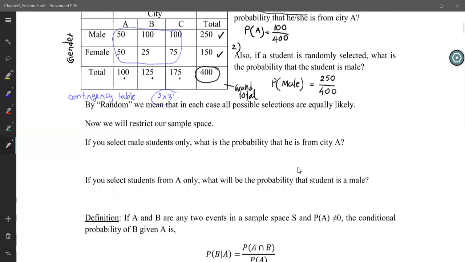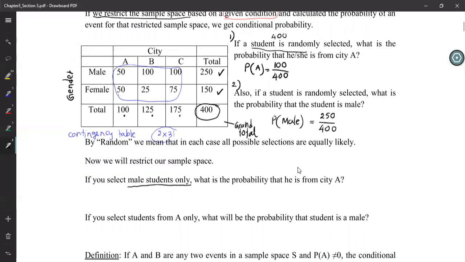Now we restrict our sample space. How are we going to restrict? If you select male students only, we restrict our sample to male students only, and we forget about the females. If you select male students only, what is the probability that he is from city A? Can you see the difference now? This is not about all students. This is about male students only. Now what is your sample space? How many observations are there in your restricted sample now?